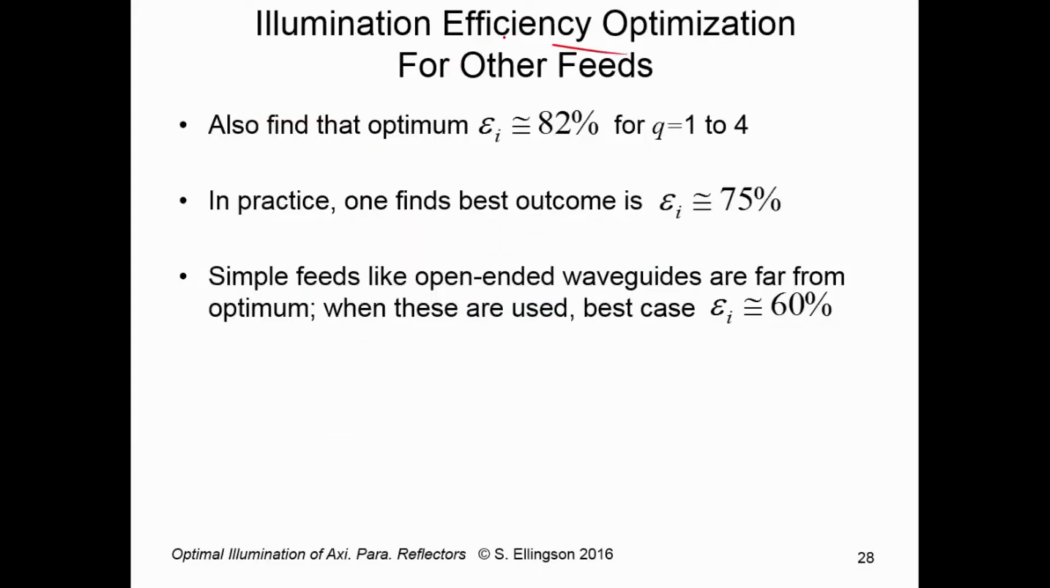Now, what is it for other feeds? In other words, what if we don't have Q equals 2, or what if we don't have a feed that's well modeled as cosine to the Q? Well, in that case, we find the optimum illumination efficiency is still about 82%. This turns out to be true for values of Q from about 1 to about 4. And this you can determine using the same method that I've just used here.